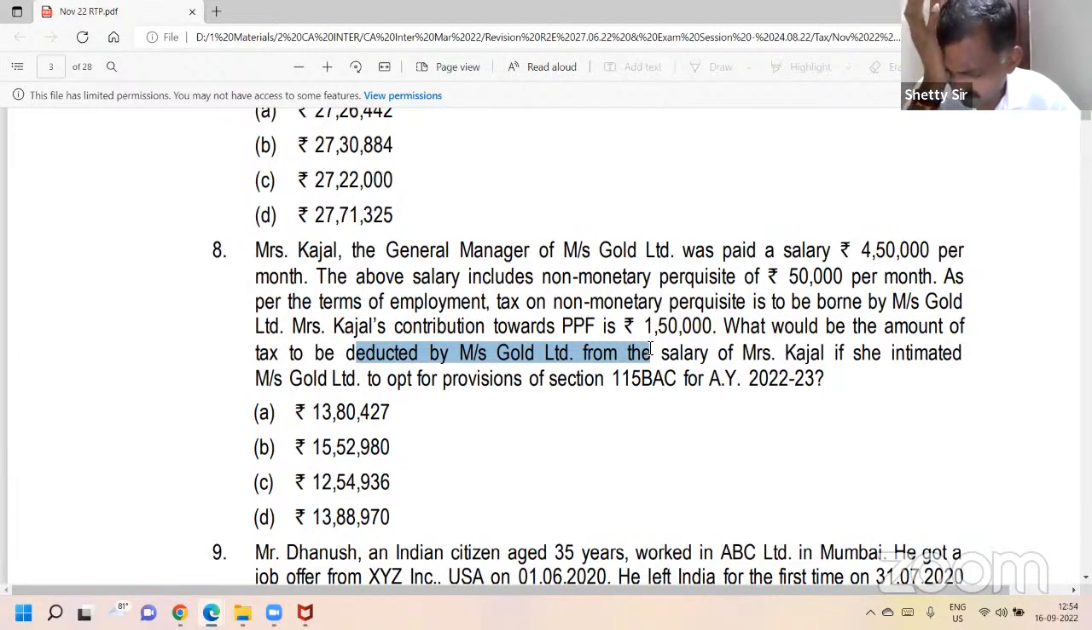Below that, write therefore average rate of tax. Underline average rate of tax. Average rate of tax formula now: total tax divided by total income into 100. Total tax including HEC divided by total income into 100 is equal to 15,52,980 divided by 54 lakh into 100. How much does it come to? Take decimals: 28.7588. So 28.7588%.